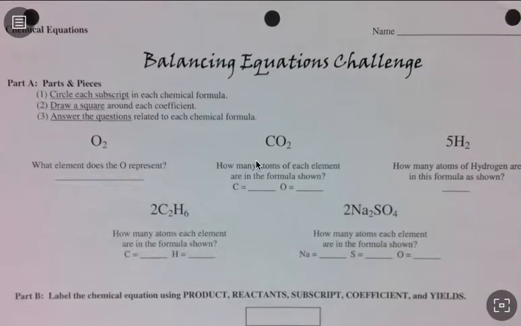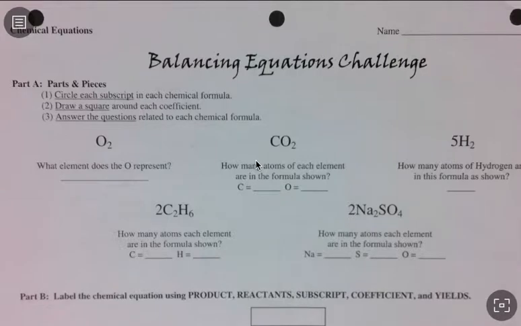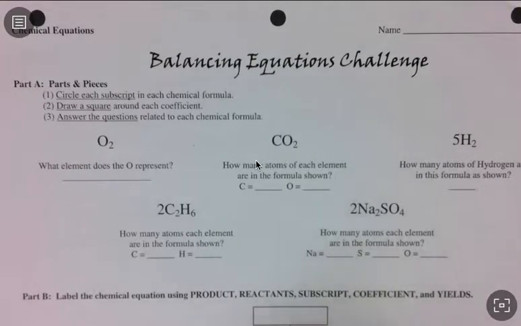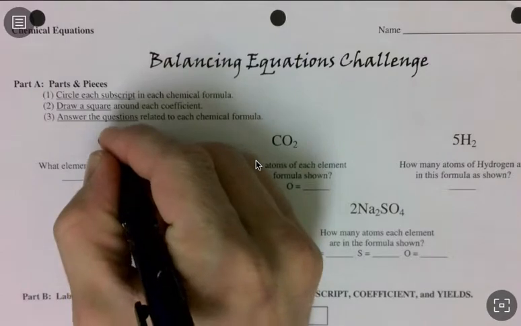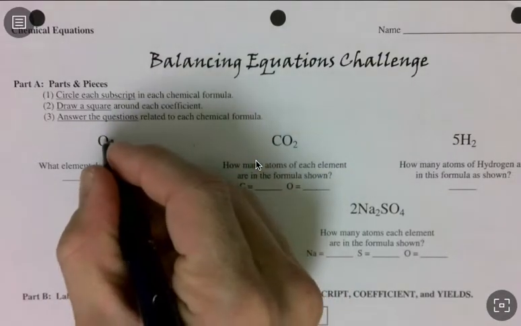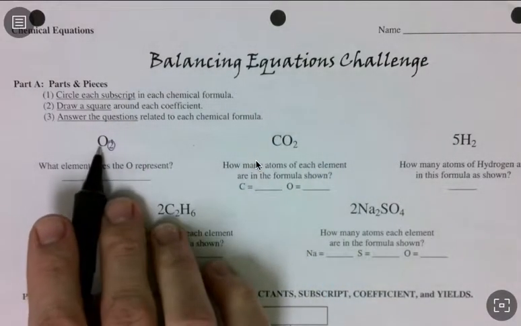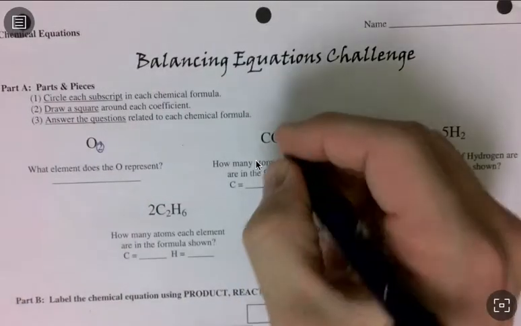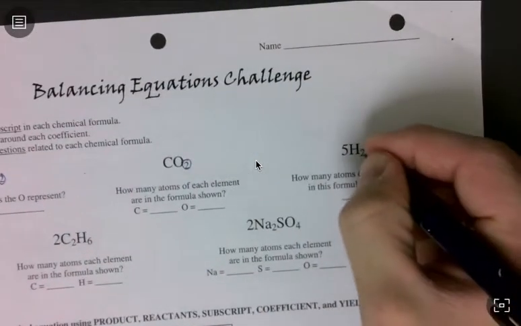Number 1, it asks you to circle each subscript in each chemical formula. Number 2 says draw a square around each coefficient, and number 3 says answer the question related to each chemical formula. So let's start with number 1. Circle the subscript. Remember the subscript, sub meaning below, is this little number here that indicates how many of these atoms there are. So there are 2 oxygen atoms where it says O2. Here's another subscript. Here's another subscript.